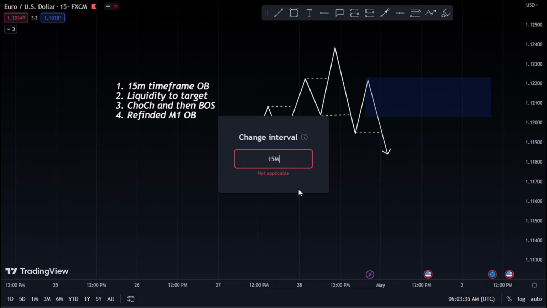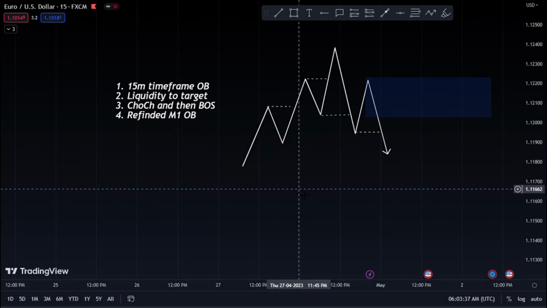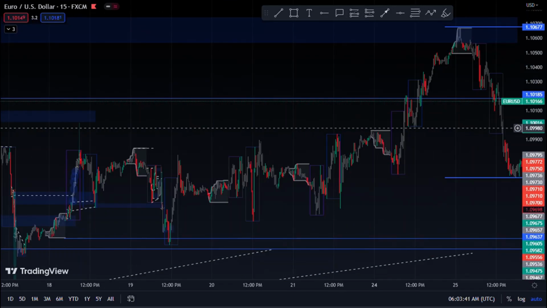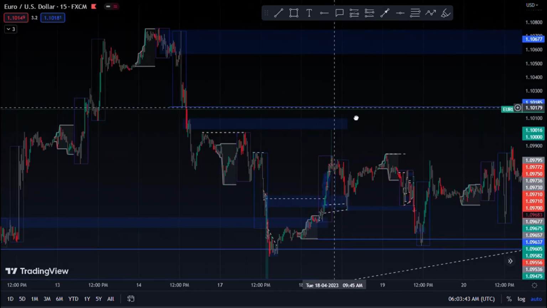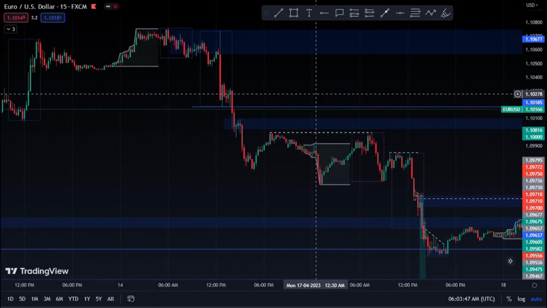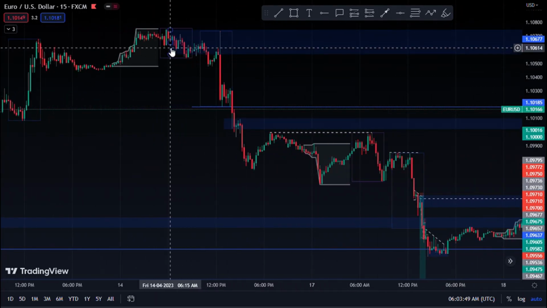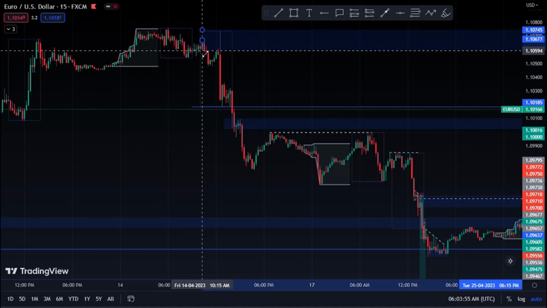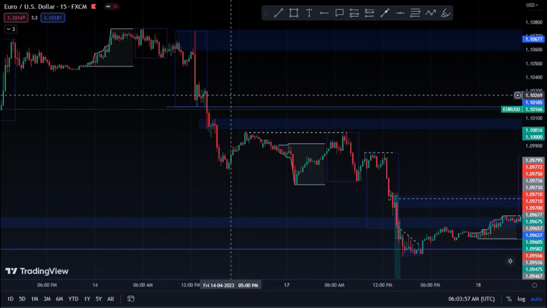At first, let me show you. When I took this trade I went to this area, and it was like a 30 or 45-minute OB. Let me look at it. Okay, let me refine it. Like I can look at this area.